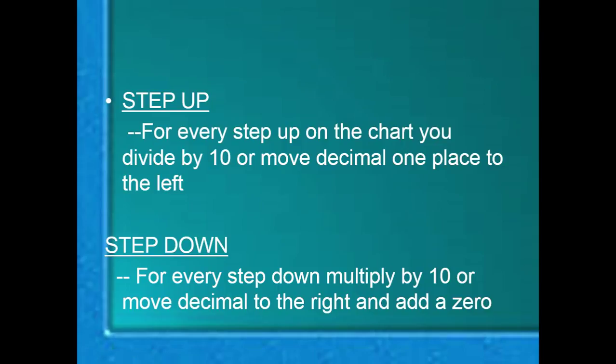Every step up on your chart, you need to divide by 10, or you can move your decimal place one place to the left. So if you go up, you move your decimal place to the left. If you move down the ladder, you move your decimal place to the right. This is something you just have to memorize, okay? If you're going up on your scale, you need to move your decimal to the left. If you move down on your scale, you need to move your decimal place to the right, however many steps you move up or down.